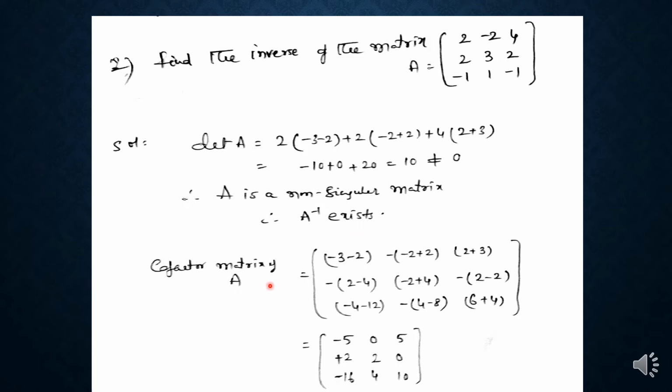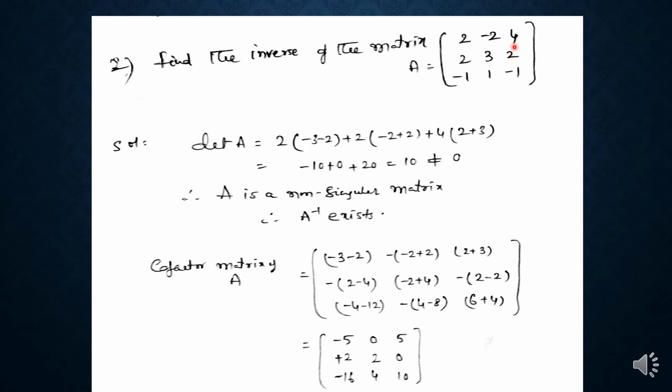Now find the cofactor matrix of A. To find the cofactor matrix, we should find the cofactors for each and every element. So what is the cofactor of 2? Plus into minus 3 minus 2, minus 3 minus 2. And cofactor of the second element in the first row, minus 2, minus of, by deleting this row and column we will get 2, 2, minus 1, minus 1, that is minus 2 plus 2. And cofactor of this element is 4.